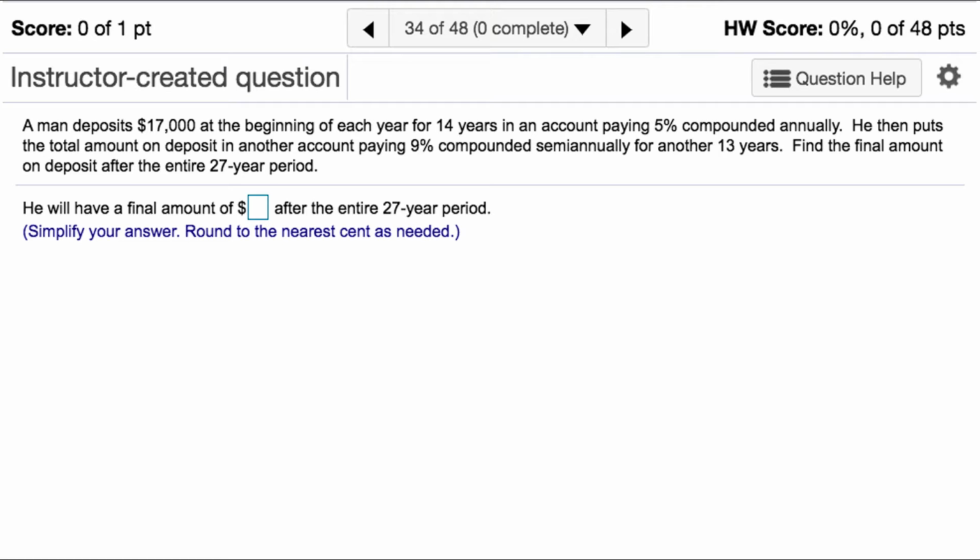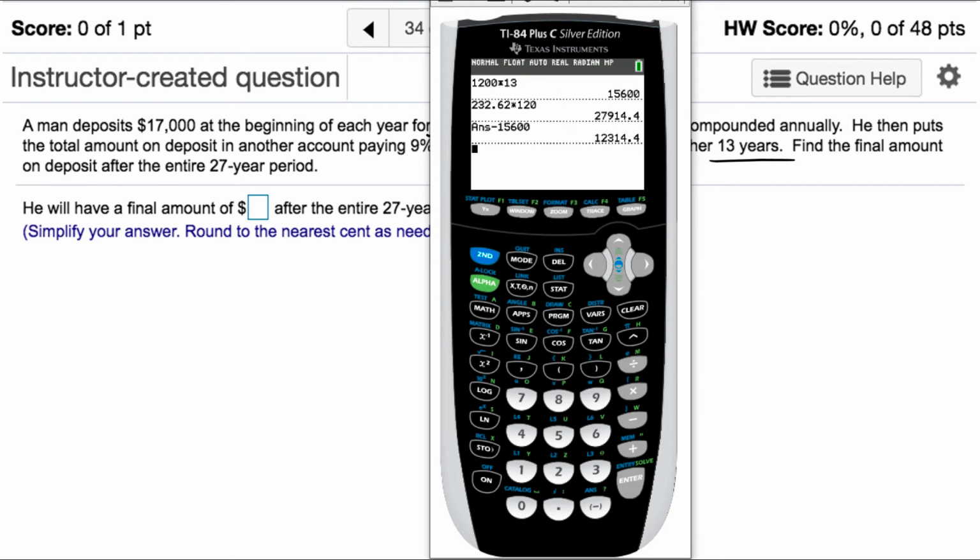All right, so to do that here, the first thing we need to figure out is how much he'll have on deposit at the end of the first 14-year period. And then we'll use that to figure out how much he's going to have at the end of the second 13-year period. All right, so we'll grab our calculator. We'll do apps and then finance, TVM Solver. Let's go ahead and clear out our calculator from the last problem. So we'll enter 0 for the first 5 fields. Make sure our payment is on end. Whoops, missed the interest rate. 0.